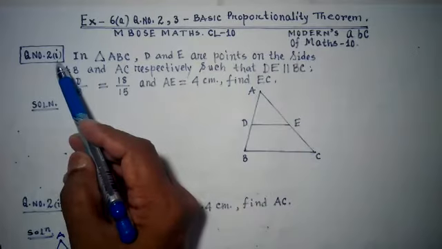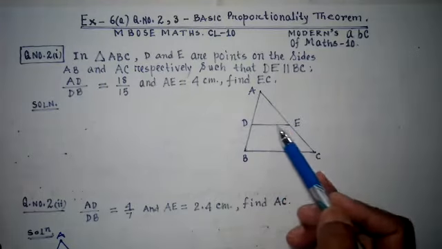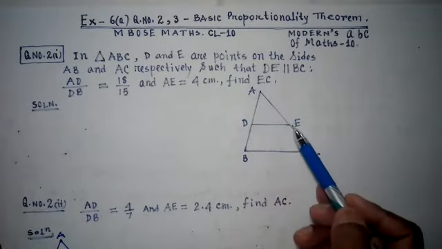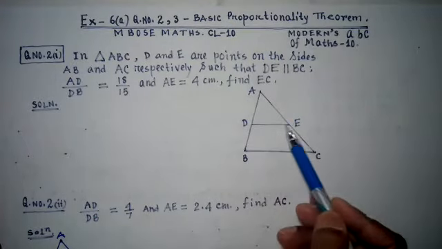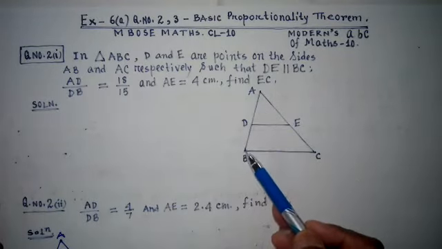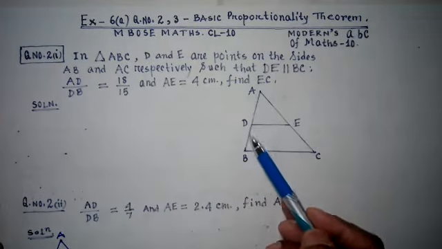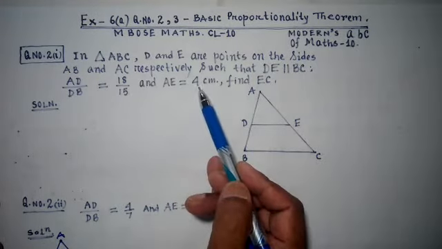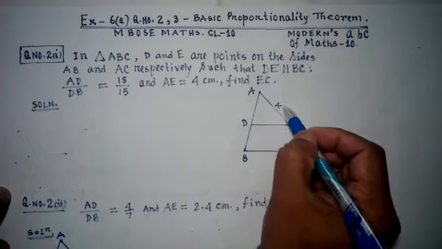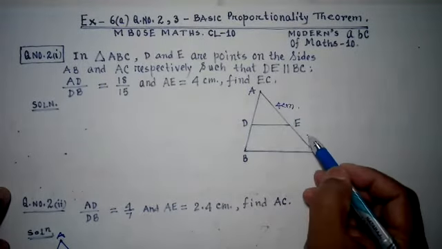See question number 2.1. In triangle ABC, D and E are points on the sides AB and AC respectively, such that DE parallel to BC. Also, AD by DB is equal to 18 by 15 and AE equal 4 centimeter. This is given. Find EC. We have to find this EC.